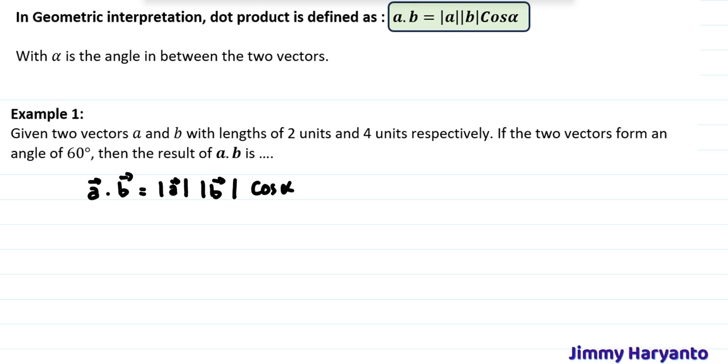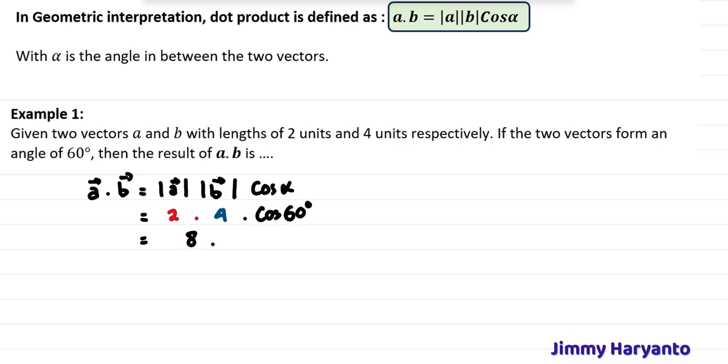Yeah, so we write the formula first, and then we input the values. The length of A is 2, so you input it as 2, and then the length of B equals 4, you input it as 4, and then the alpha, the angle, is 60 degrees. And then 8 times half, that means equals 4. The value of vector A dot vector B equals 4 in this example.